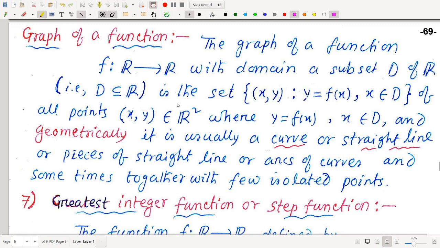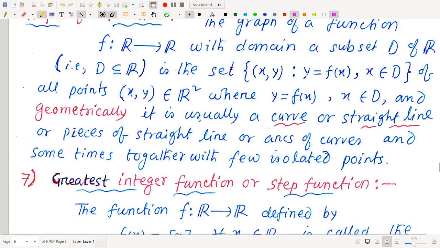Then the graph of this function is the set of all points (x, y) such that y equals f(x), and x belongs to the domain. Set of all points. Graph is a set in the plane, R square, meaning xy plane or Euclidean plane, you can say. So the graph is a set of points for which y equals f(x).